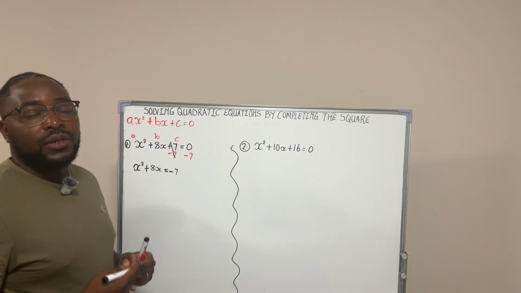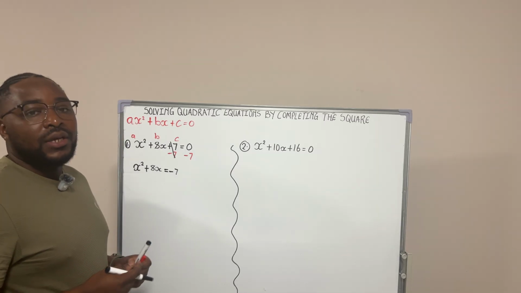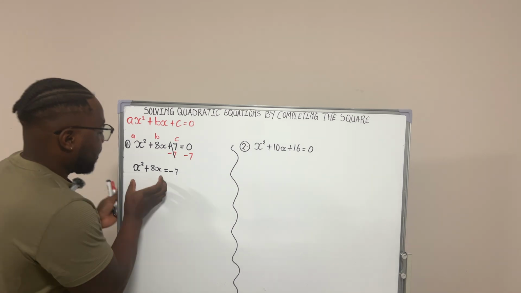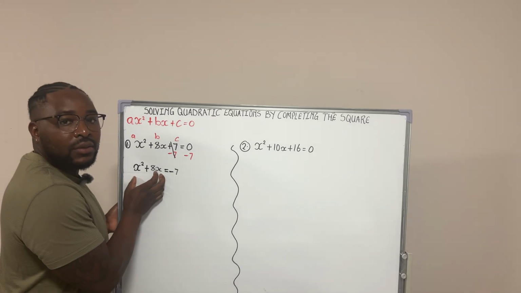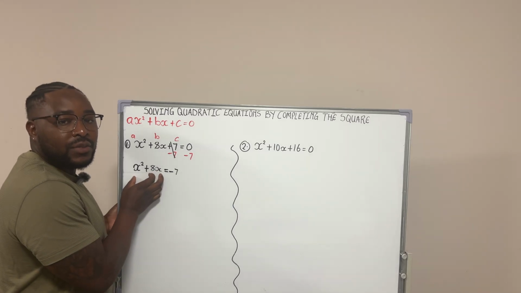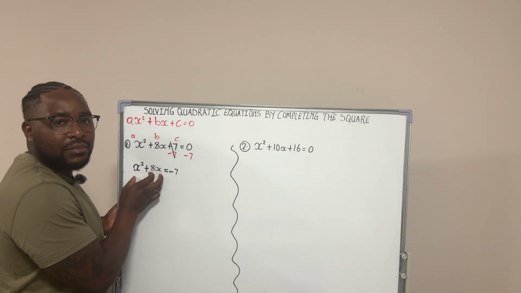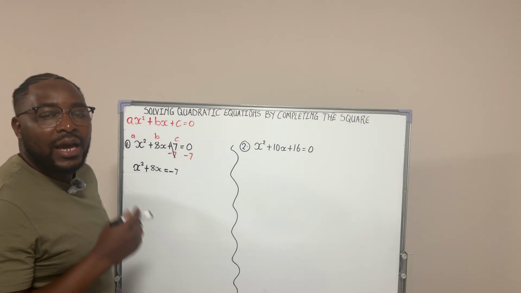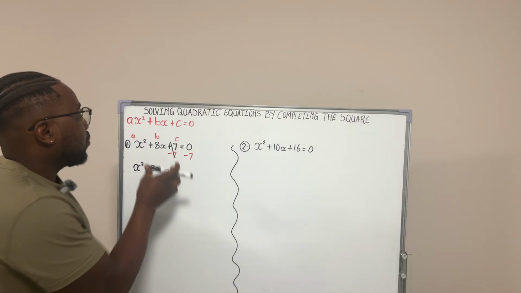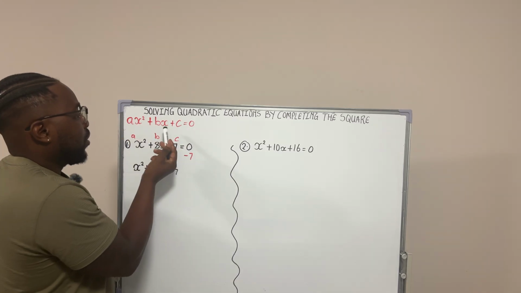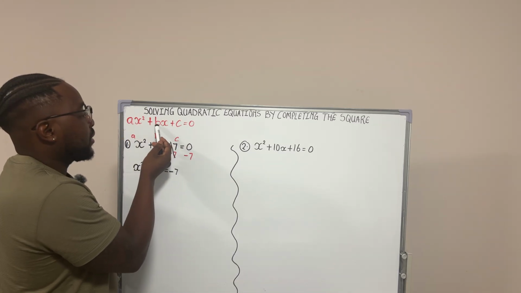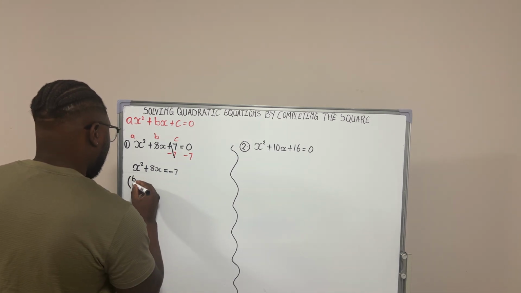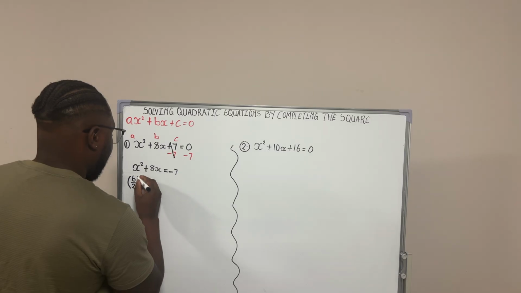Okay, so what would be our next step? Our next step is to find a number that we have to add and subtract to this expression while keeping the value of the expression. And how do we find that number? We take the half coefficient of x and then we square it. Let us look at this general form. What is the coefficient of x? The coefficient of x is b. So let's take that b, and what did I say? We take the half and then we square it.